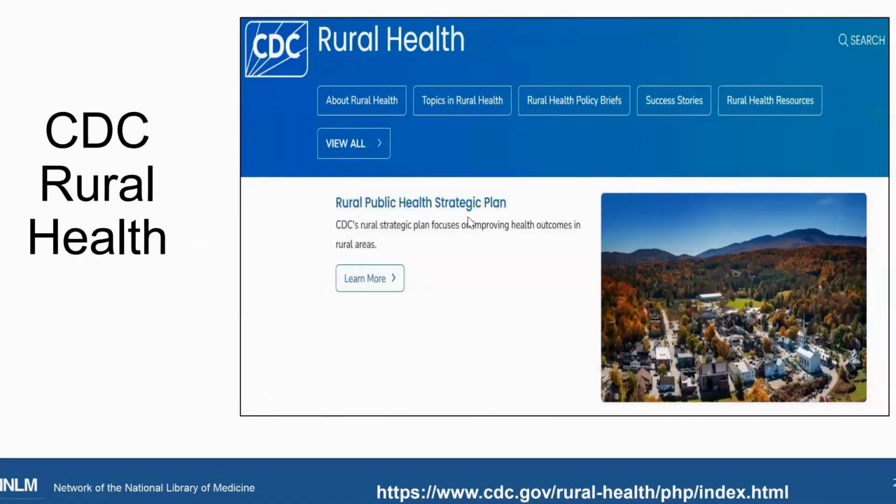And then the CDC Rural Health page is also another one that allows folks to look up information about rural health, about topics that specifically affect rural health, policy briefs, and then also success stories. So if you are looking to do a program, the success stories might be a place to look to see what's already been done well. And then, of course, more links out to rural resources.